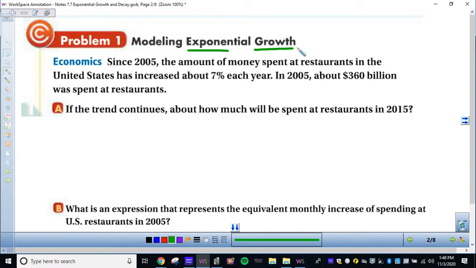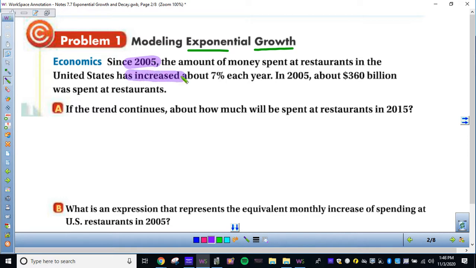Okay, so let's highlight some key information. 2005 is key. Increased is key because that tells us it's growth. Words like increase, decrease tell you whether it's growth or decay. It increases 7%. Make sure you write that down. In 2005, they spent $360 billion in restaurants. A lot of money. If the trend continues, about how much money will be spent in 2015? So write down that information.